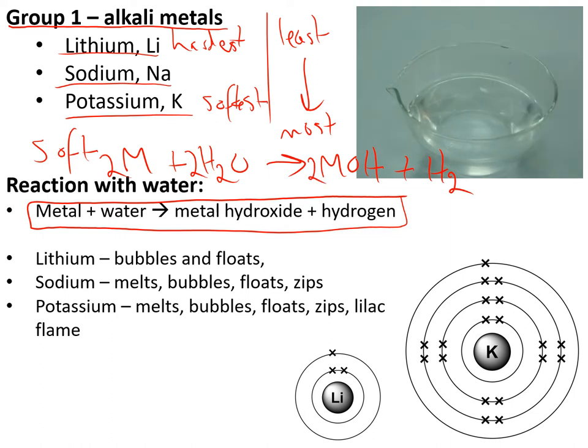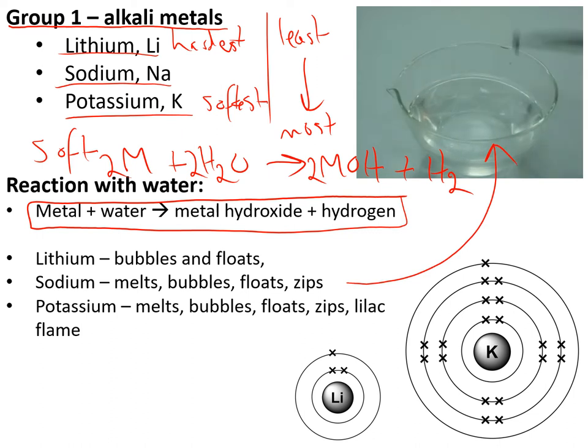And to actually get the equation for the actual metals themselves, just substitute M with Li or Na or K or whatever the metal is. Okay. Now, we also need to know the observations. You can see the observations for sodium up here. We'll come back to that in a second.